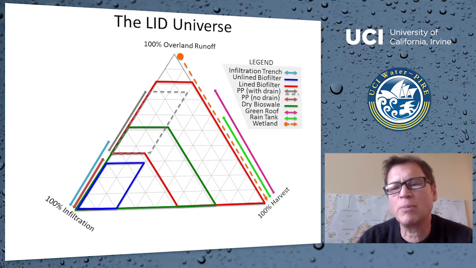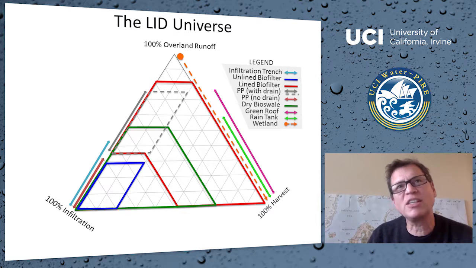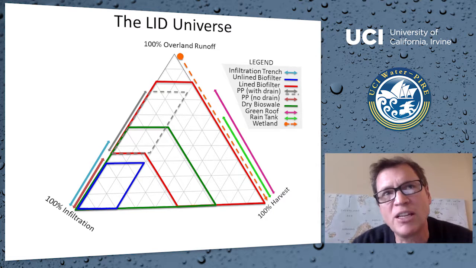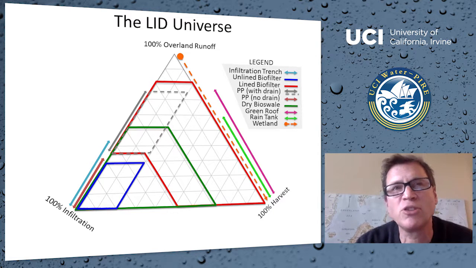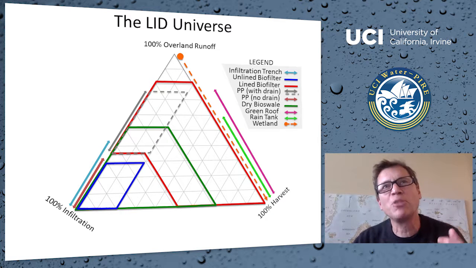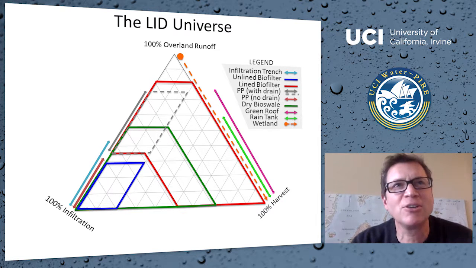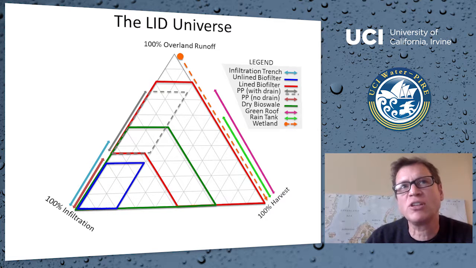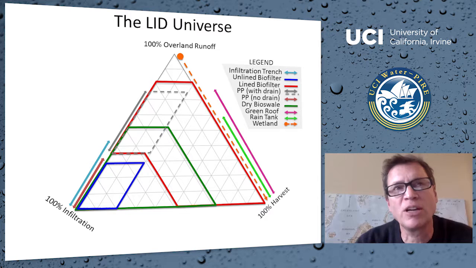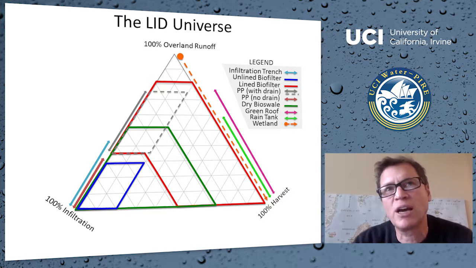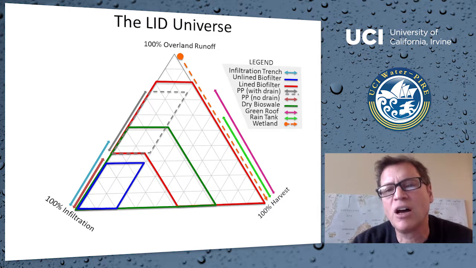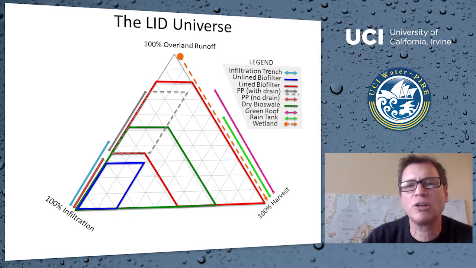So the point that I'm trying to make is that you could see a sequence of ideas here that could guide the development of LID in a particular urban watershed. First, you start with what is the pre-urban hydrology you're trying to get to. Second, what is the ratio of infiltration to harvesting of runoff that would achieve that pre-urban hydrology? And then that leads to this ternary diagram framework where you can start looking at the combinations of different LIDs that would give you that particular ratio.